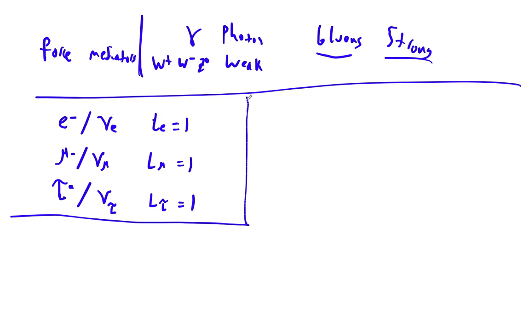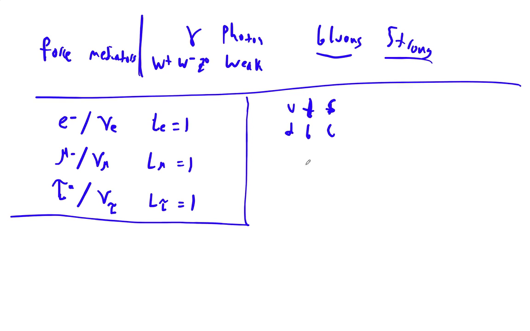Then you have quarks. You've got up, down, top, or sorry, up, down, top, bottom, strange, and charm. I think I've got them in the wrong place here. But you've got these six quarks.